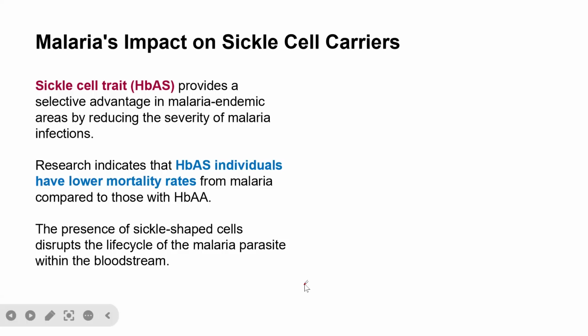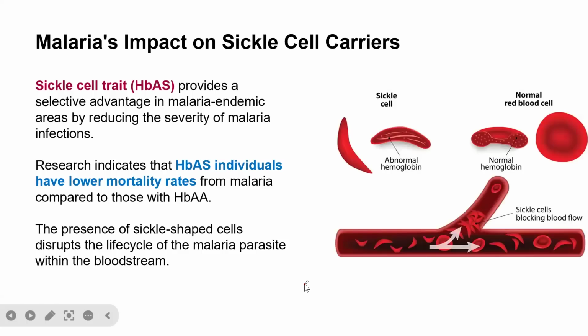For example, this is the normal red blood cell, and this is the normal hemoglobin. But this is the sickle cell red blood cell, and this is the abnormal hemoglobin. So as a result of the sickle shape of the red blood cell, the malaria parasite cannot survive, and it cannot complete its life cycle. That is why, within the red blood cells, the parasite will be destroyed.